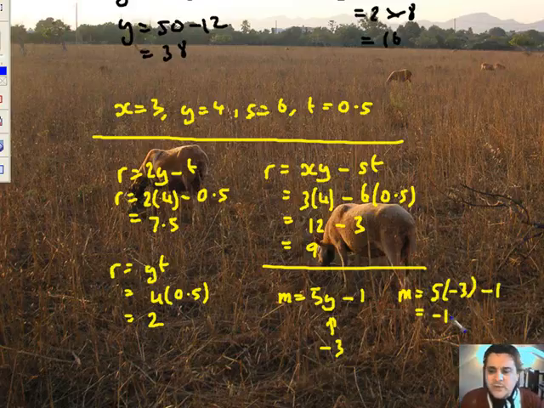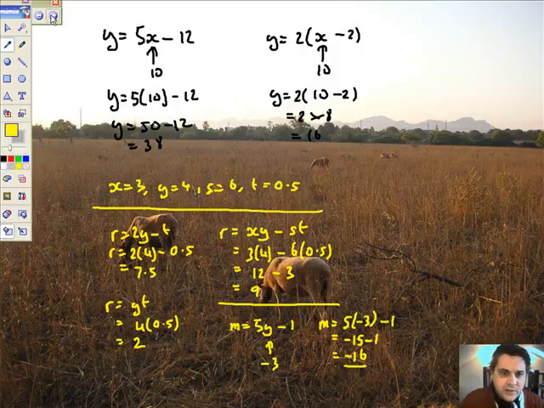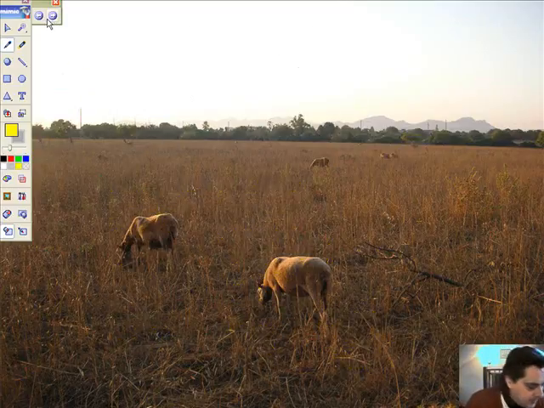Well, 5 times minus 3 is minus 15. Now take away another one, so you go further down. Minus 15, take away 1 is minus 16. Sorted. Turn over the page. I won't do any more of those, it's very basic.